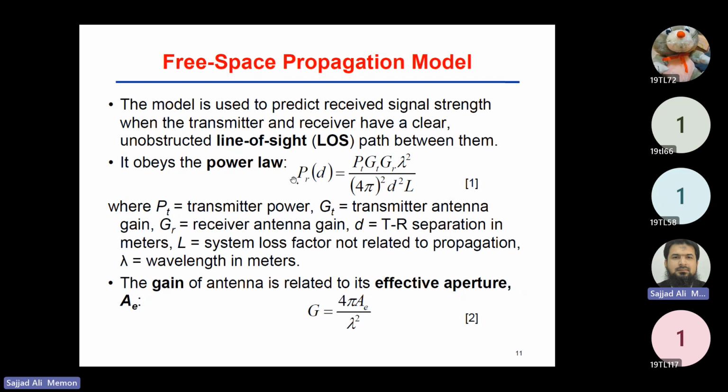So it obeys the power law. The received power at a distance d will be equal to Pt Gt Gr lambda square over (4 pi) whole square d square L, where Pt is the transmitting power, Gt is the transmitting antenna gain, Gr is the receiving antenna gain, and lambda is the wavelength. L is the system loss factor, not related to propagation. So this is the received power given by expression 1, where d is the T-R separation in meters, L is the system loss factor, and lambda is the wavelength in meters.